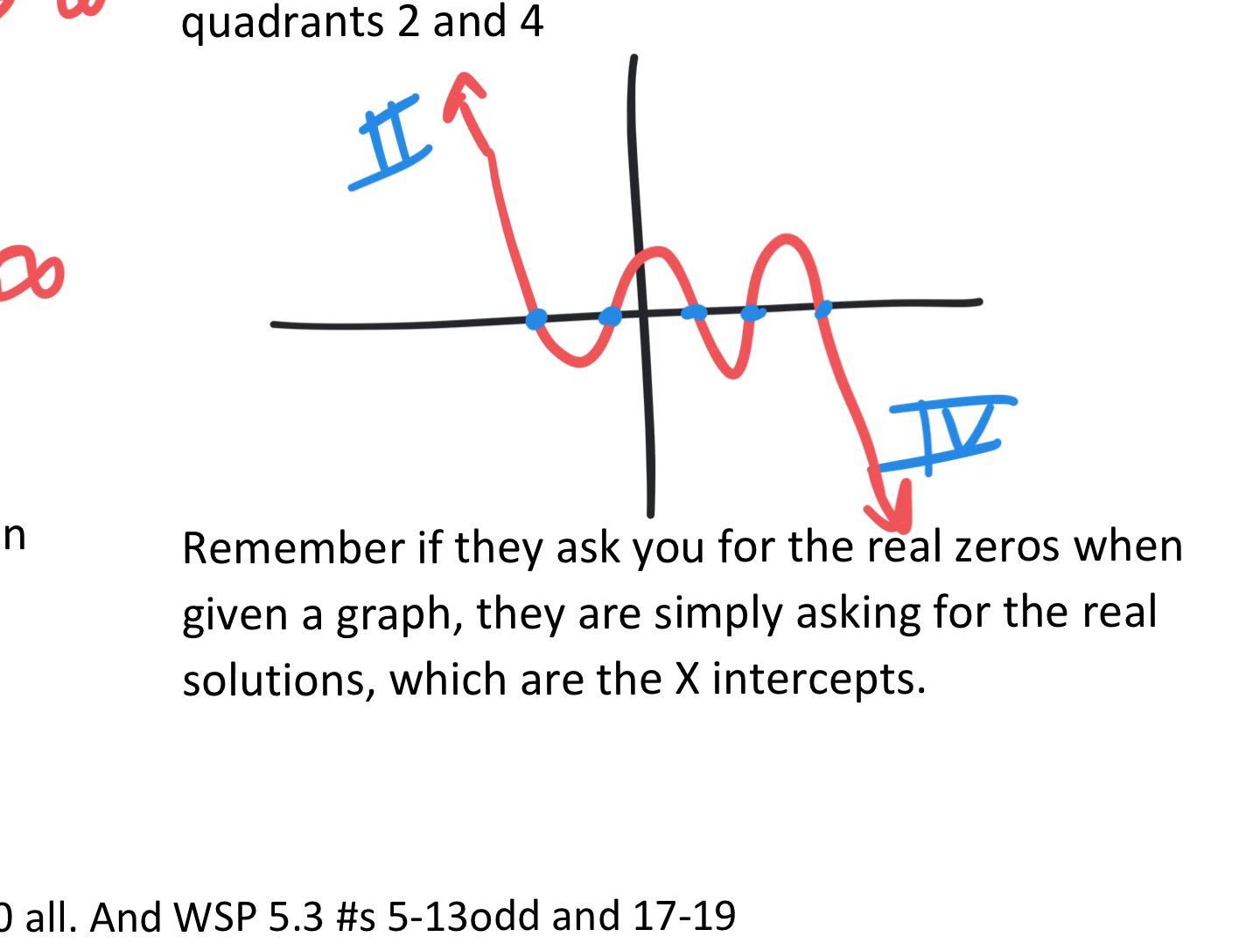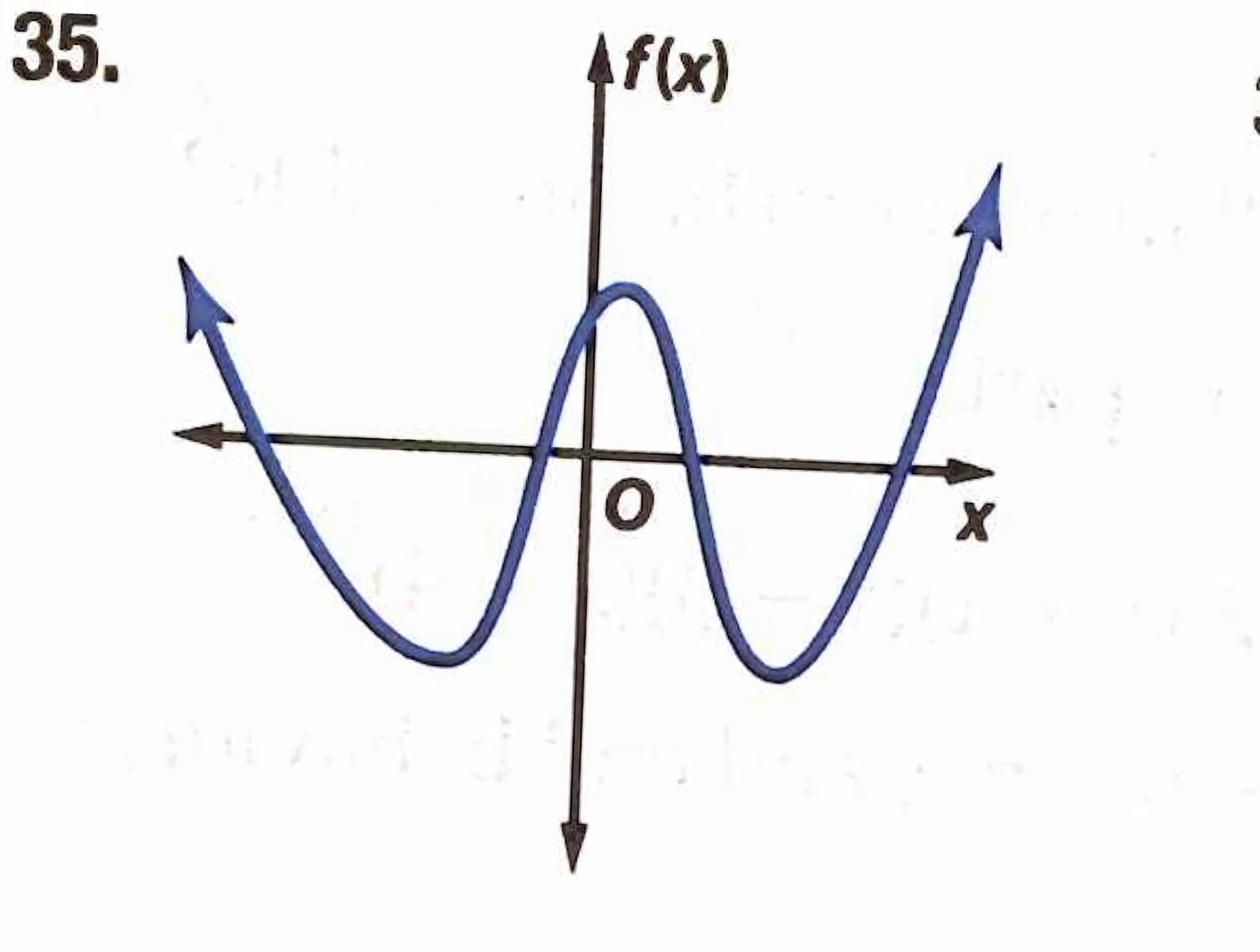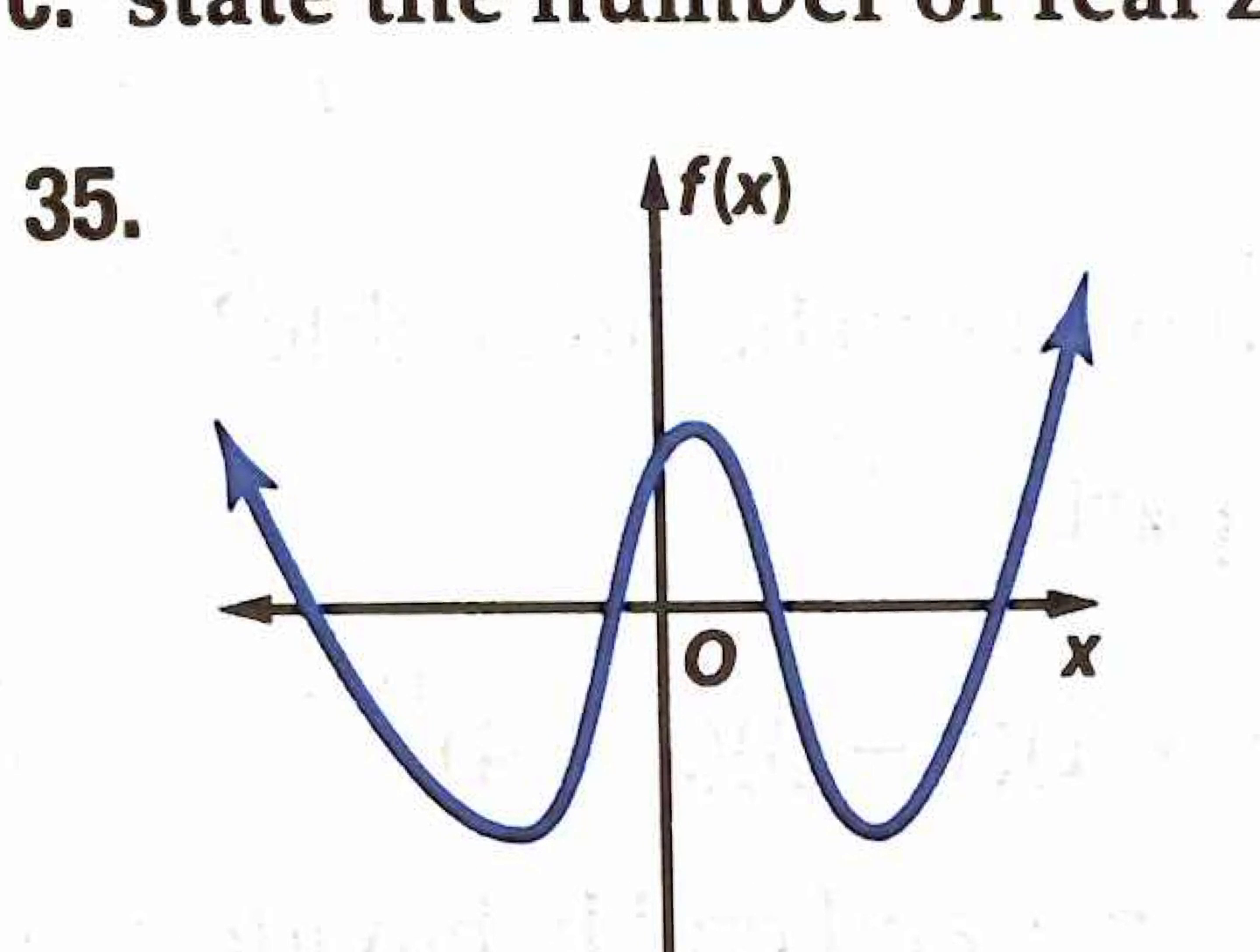Okay, so that's important. We're supposed to practice from the book. I know you guys don't have books, so that's why I took a picture of the book. I would like you to try 35 through 40. And it's really simple. They ask 3 things for each graph. Part A, describe the end behavior. Part B, determine whether it represents an odd or even degree function. And part C, state the number of real zeros. So let's begin with describing the end behavior.